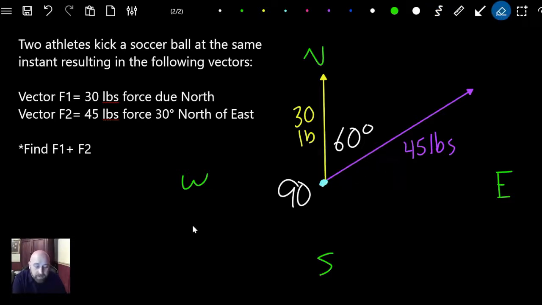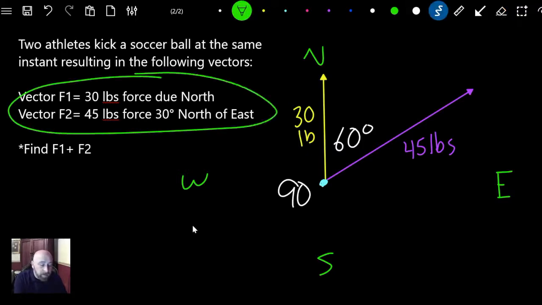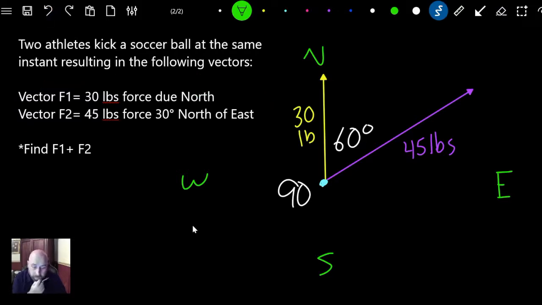Let me get rid of some of this other stuff right here. This is the important information. All right, so the soccer ball was kicked straight north at 30 pounds, and then it was kicked with 45 pounds on a 60-degree angle from the original kick. So that's where we are right now. This is basically all of the information that we have, and we've now put it over here into this awesome little drawing. Okay. All right, so now what do you want to do next?